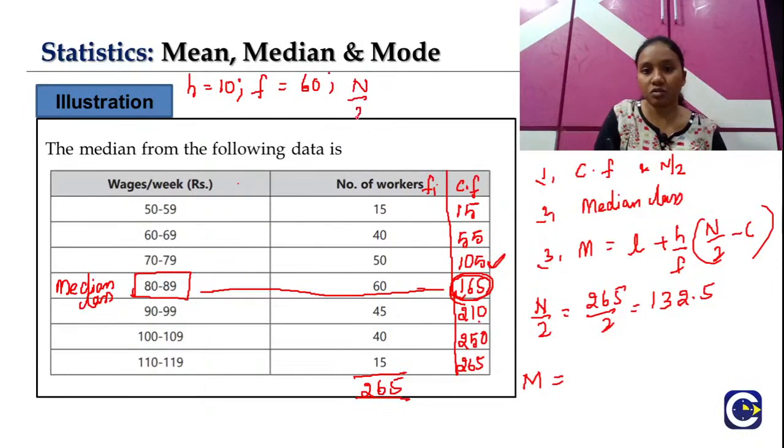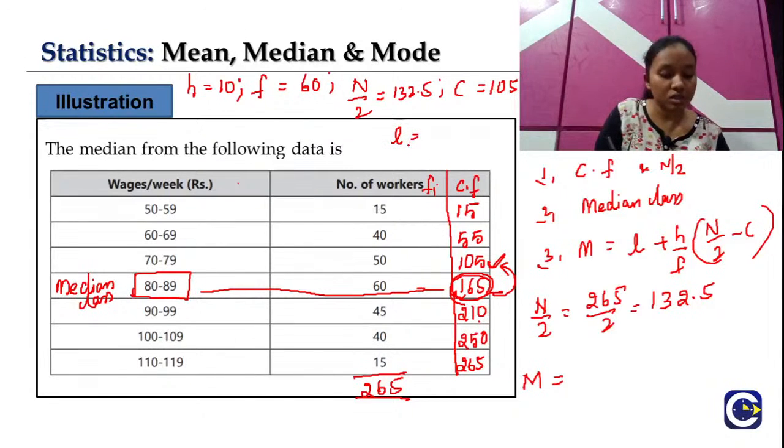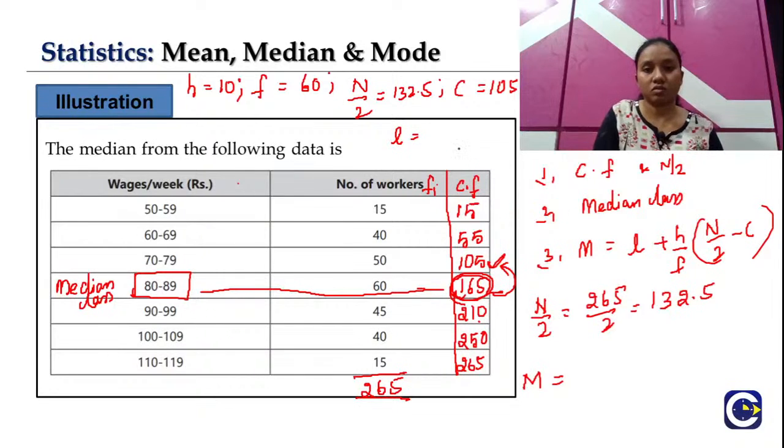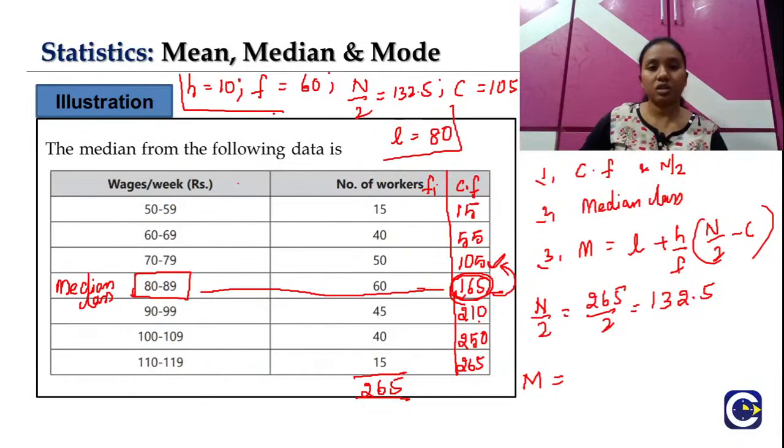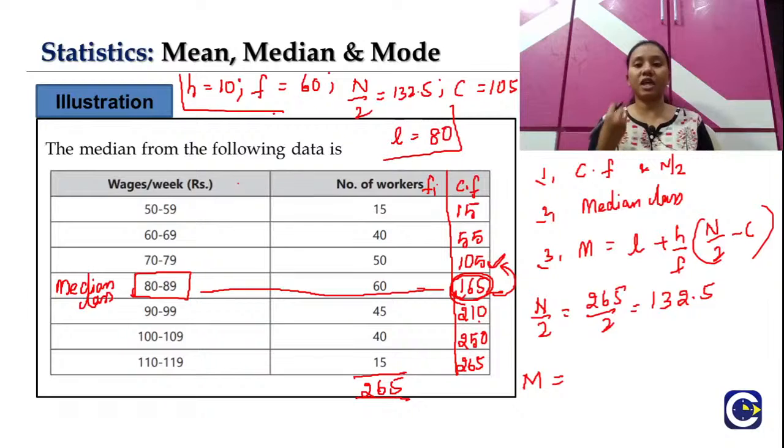And we already know n by 2 is equal to 132.5. And C is the cumulative frequency of the preceding one. That means this is the median class and the preceding one is 105. And is L here the upper limit or lower limit? L here will be the lower limit, which is equal to 80. So these are the values according to the given data. h, the width, will be 10, the frequency of the median class is 60, n by 2 is 132.5, the cumulative frequency of the preceding class will be 105, and L, the lower limit of the median class, will be 80.